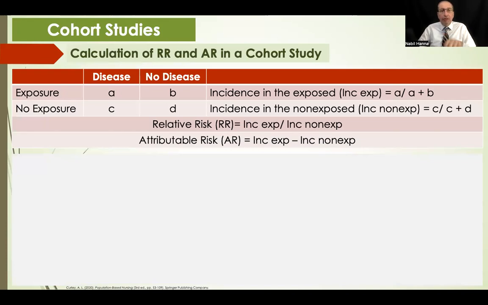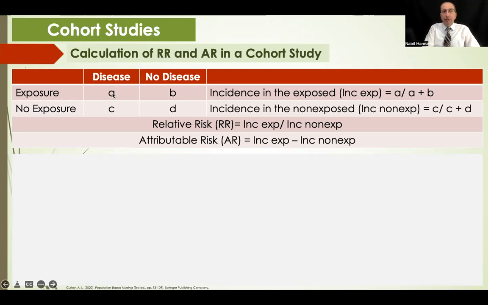So if we put this in a table and learn how to calculate the relative risk and the absolute risk, sometimes known as the attributable risk in a cohort study. So here we can have two groups. One group there is exposure, and in another group there is no exposure, and here's the disease or no disease.